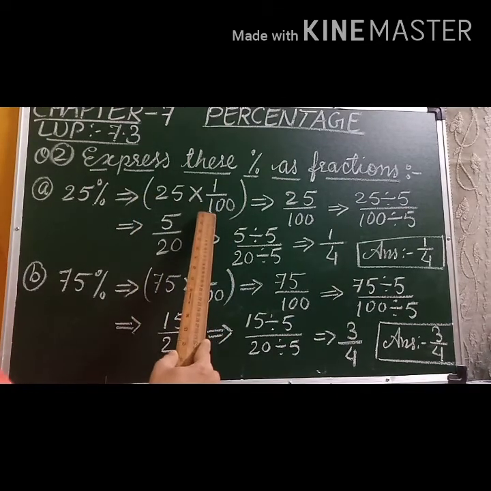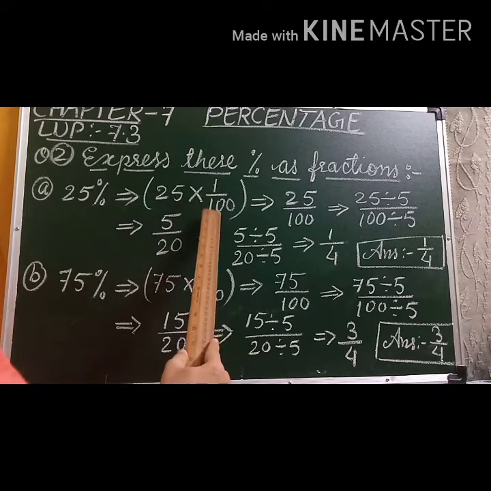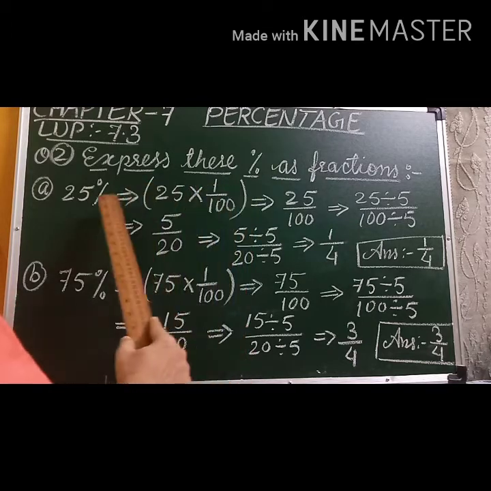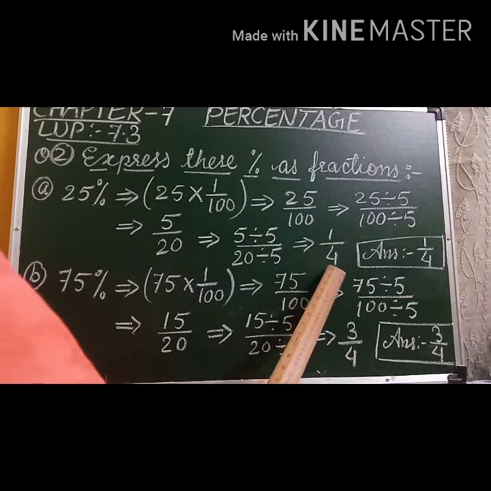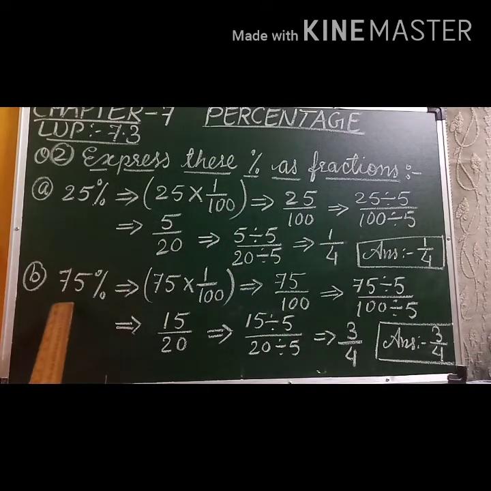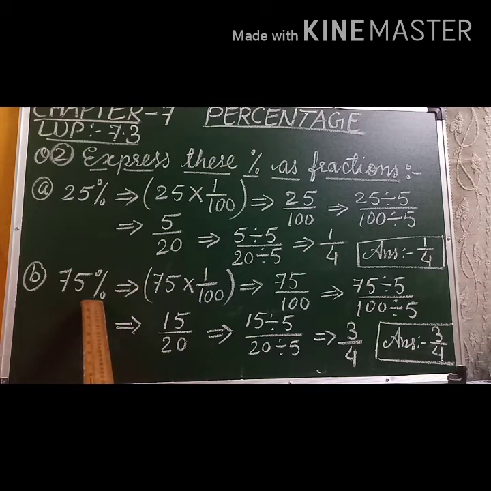First we have multiplied the given percentage by 1 by 100 and removed the symbol of percentage, and we are getting the fraction 1 by 4 here. In the second question, the percentage is 75 and we have to convert this percentage into a fraction. So the first step is we have to multiply by 1 by 100 and remove the sign of percentage. 75 into 1 by 100.